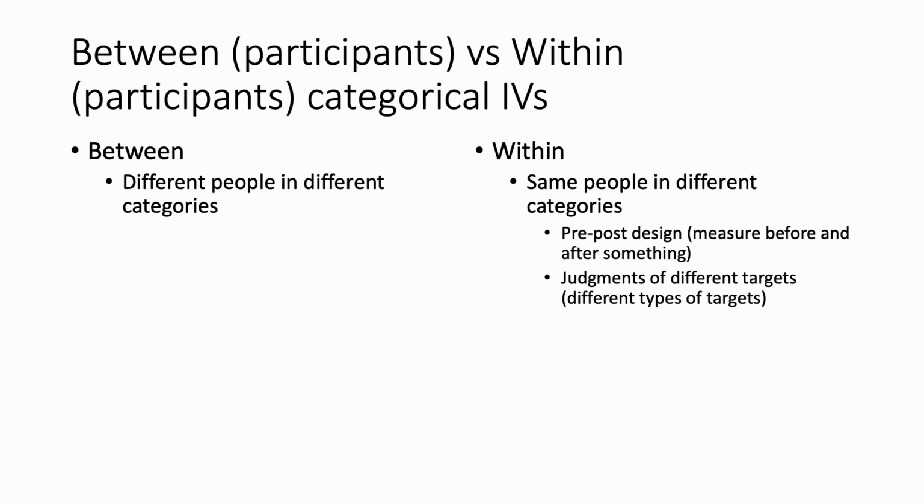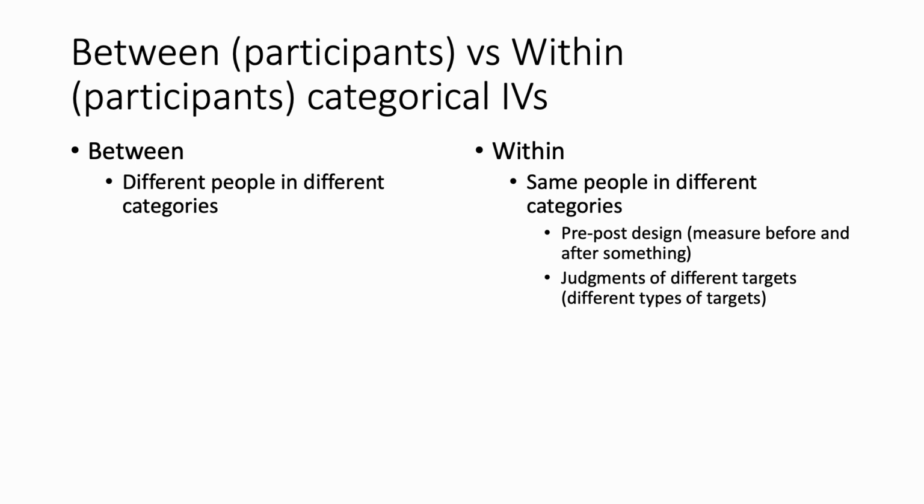The next thing you have to learn is the difference among a between participant versus within participant design. This only applies to categorical independent variables. Let's start with between. A between categorical independent variable has different people in the different conditions or levels of the independent variable. When you randomly assign participants to a condition, you're using a between design every single time.